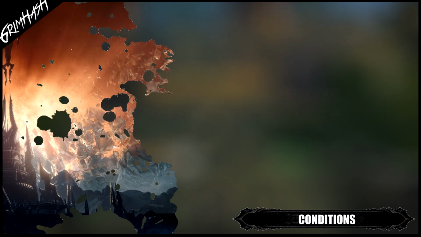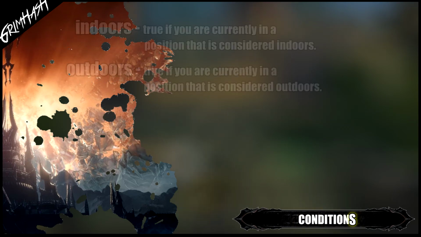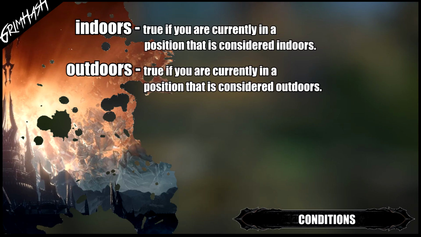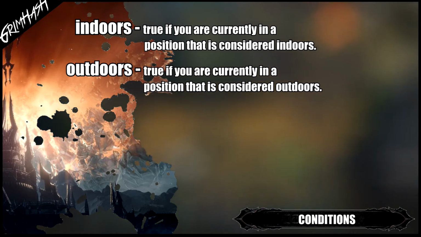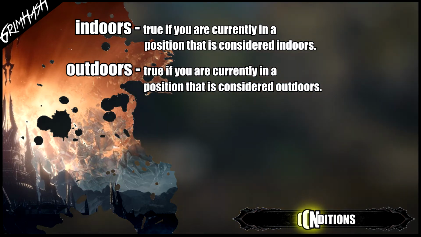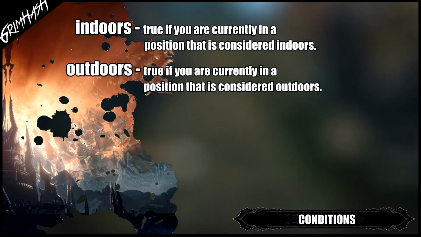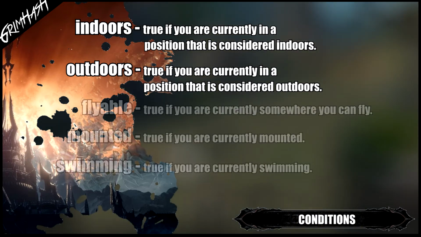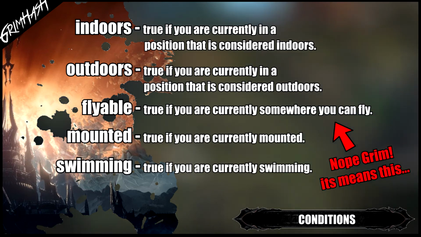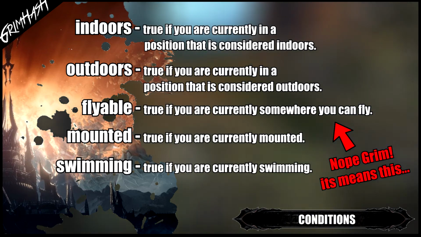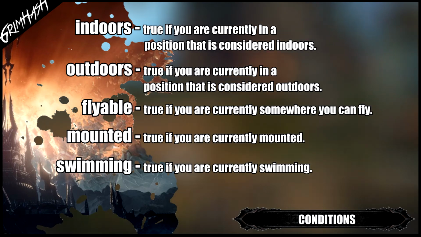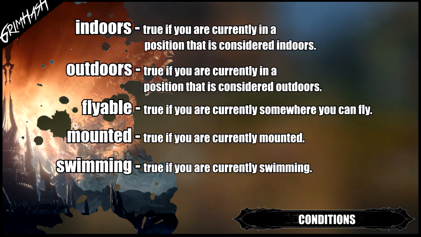And finally, our last couple. These ones are fun ones in my opinion, or kind of useful for out and about in the world. We have indoors and outdoors, which are true depending on if, funnily enough, you're indoors or outdoors. Using this one can be quite good. Let's say you are a druid: inside you want to be in cat form, you go outside, you want to be in travel form. I'll have a macro later on that shows that as an example. Then we have flyable, which means you are flying. Mounted, are you mounted? And then last of all, are you swimming? Really good ones for checking against druid forms.